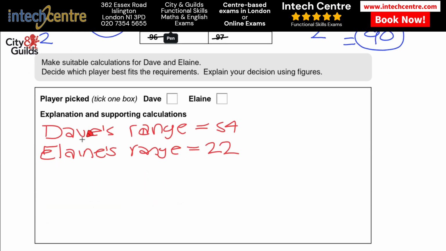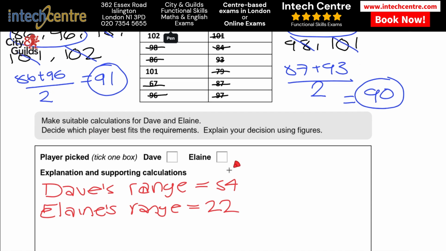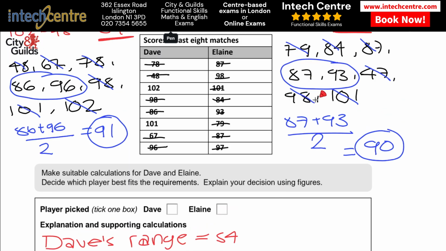Now the answer that I would put here, and the correct answer in my opinion, would be Elaine. The reasoning behind this is when we factor in the median values and the ranges, Elaine is more consistent because her scores are closer together.